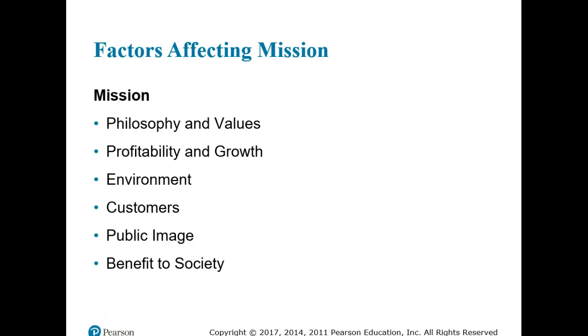And as I pointed out in the previous slides in which we were referencing the three sample mission statements, this slide suggests that several more considerations than profit maximizing play a role in shaping a firm's mission. So we're going to go over this. In a mission, you're going to find philosophy and values, profitability and growth, environment, customers, public image, and the benefit to society. Whereas most organizations do wish to turn a profit, and there's nothing wrong with that, organizations need to be careful when prioritizing profits as a driving force.